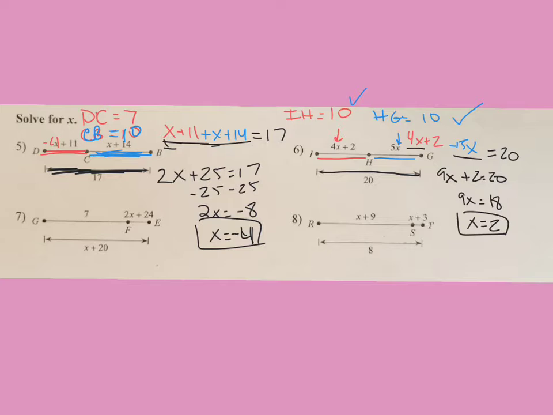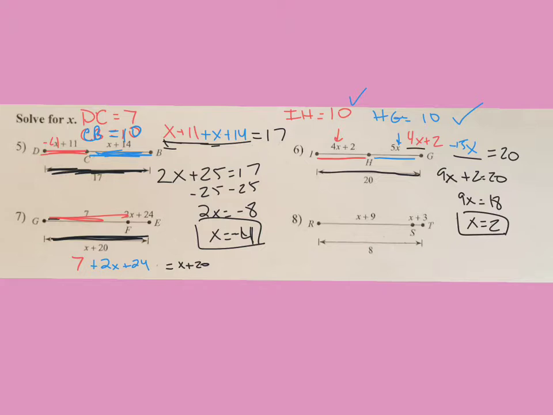We're going to go on to 7, exact same concept. I find the big piece first, x plus 20. So I know it's going to be equal to x plus 20. Now I'm going to have red chunk, which is 7. I'm going to have blue chunk, which is plus 2x plus 24.